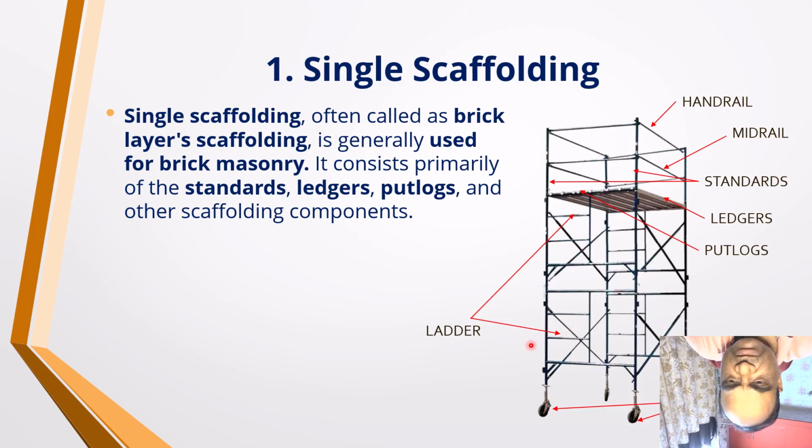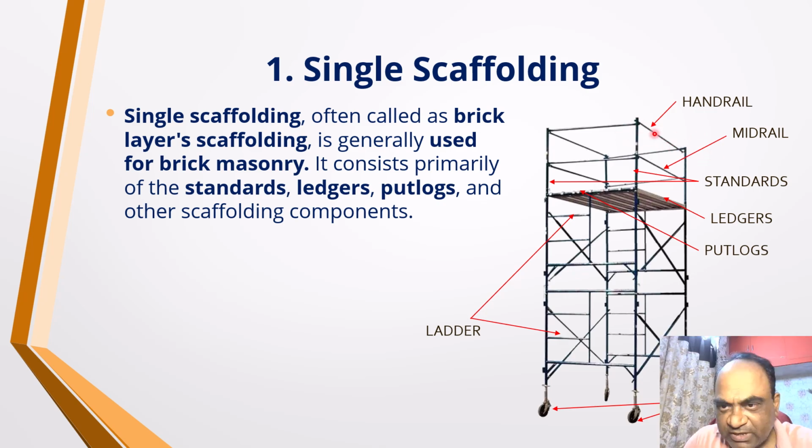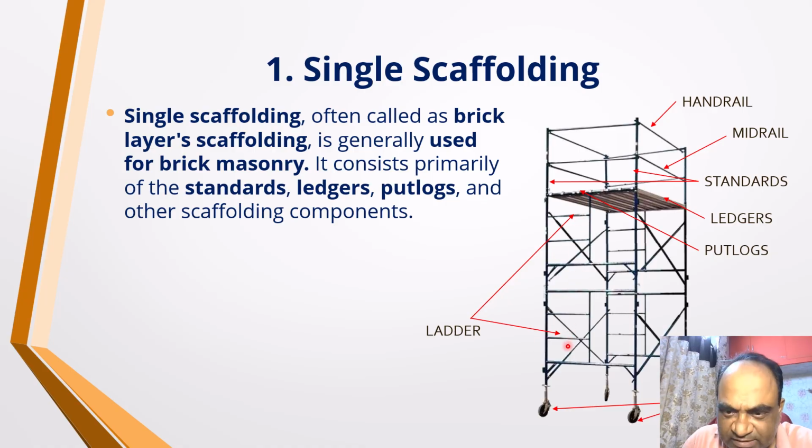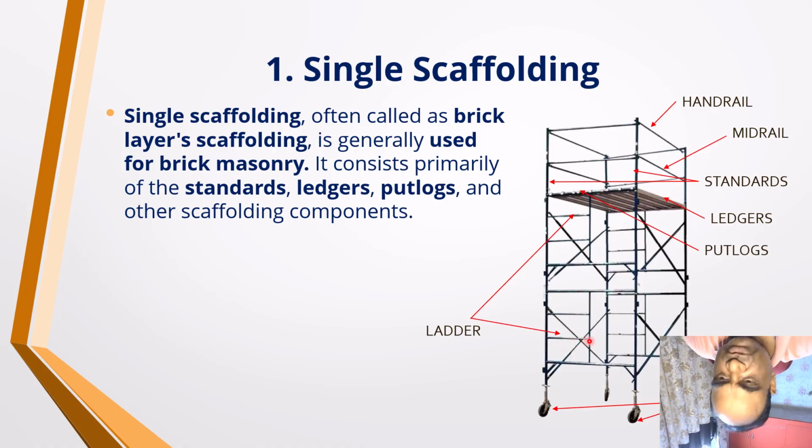So different parts have also been shown here. This piping structure is called the handrail. The middle one is called the midrail, and the vertical piping is called the standard. And this one is called the ledger. This piping is called the put-log, and these are ledgers basically. Small tubes are there that are supporting this entire scaffold.